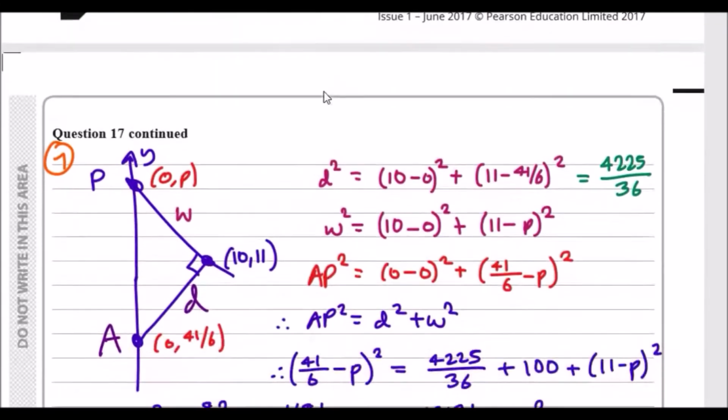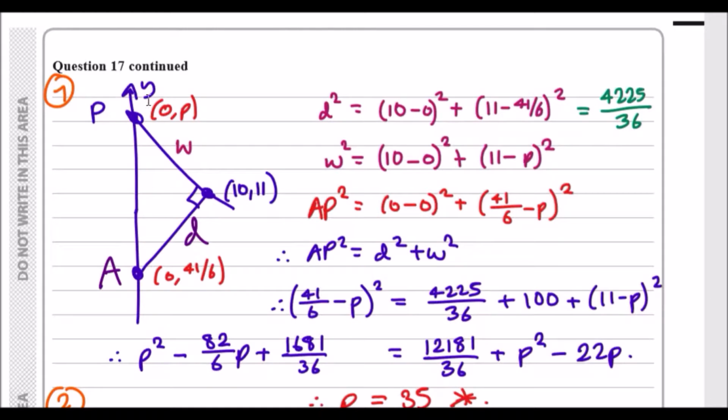Now, why do we need this? That is probably what you're wondering. So I've called this one D and this one W. The key idea is to find the value of AP. So this is basically Pythagoras theorem. We could just call this length AP, which is well done.